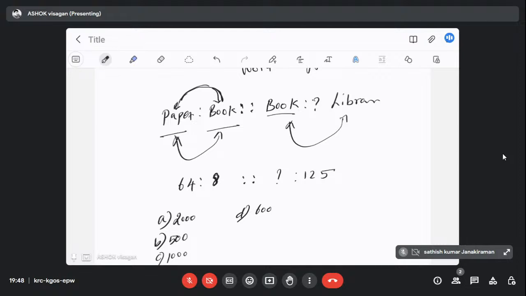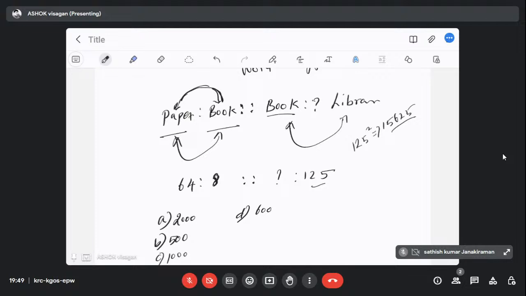You can find your own logic, but if the option is not available, your logic is wrong. For example, 8 square is 64, so simply you can say 125 square is 15625. But 15625 is not available in the options. You need to choose the answer from the options only. You do not have a choice to select your own answer.